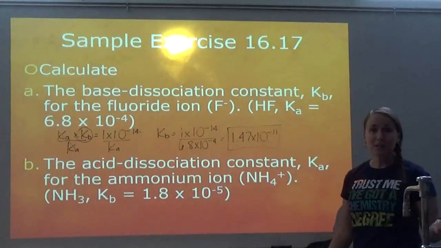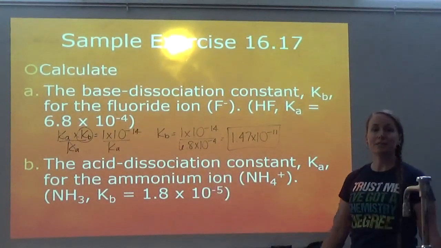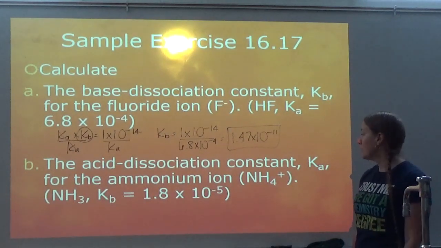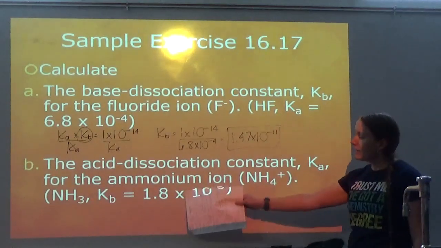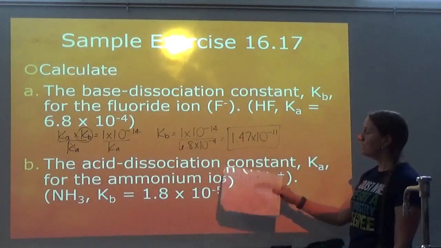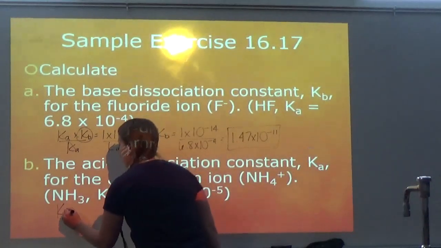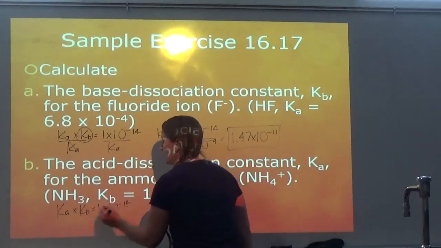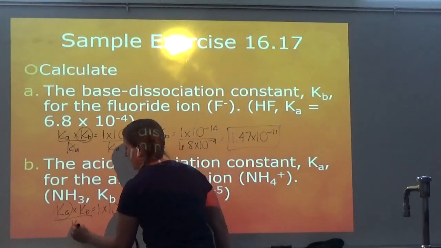And remember, K values have no units. All right, so doesn't get much easier than that, right? So let's look at the bottom one. It says the acid dissociation constant is what we're calculating for the ammonium ion. And then they gave us Kb. So down here I'm trying to calculate Ka instead. Again, we have Ka times Kb equals 1 times 10 to the negative 14. This time I'm looking for Ka, so I divide both sides by Kb.